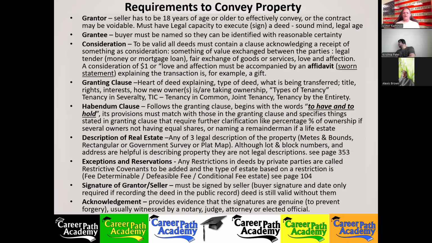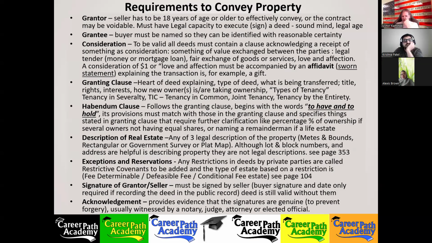What do we call a life estate that's based on someone else's life, a third party's life? Pur autre vie, a life estate pur autre vie. It means for the life of another. All right.